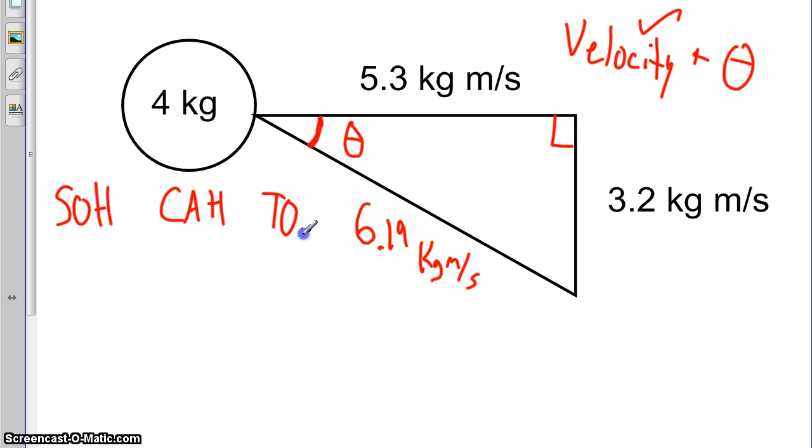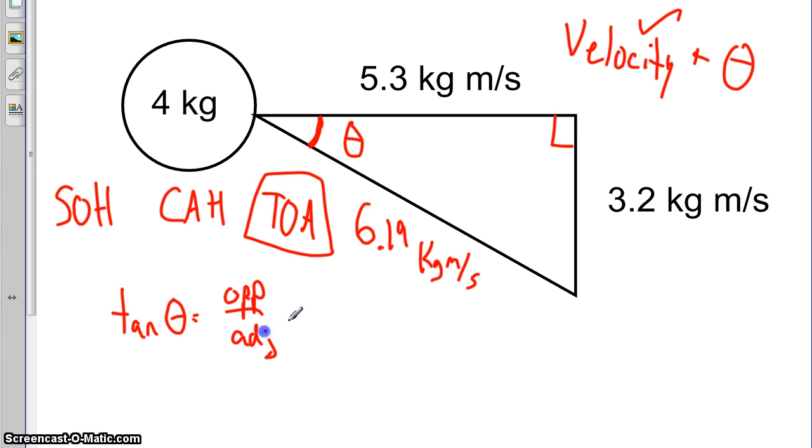SOHCAHTOA, if I'm going through these two sides, only one of them has opposite and adjacent in it, and that would be tangent. So I'm going to write out my tangent statement, and it says that the tangent of an angle, theta, equals opposite over adjacent. For my triangle specifically, the tangent of my angle, which I don't know, is going to be equal to opposite, which is 3.2, over adjacent, which is 5.3.